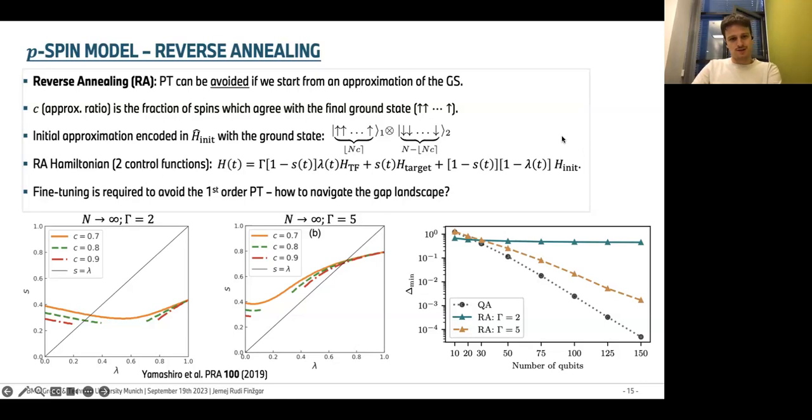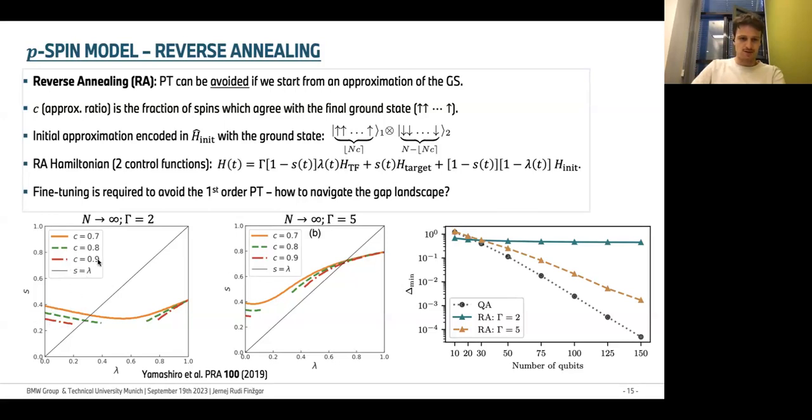And what has been shown is that if you fine-tune this parameter gamma, which controls the strength of the transverse field, one can avoid the first order phase transition along this adiabatic path. However, this is nicely visualized here in the thermodynamic limit. So for n equals infinity, you see that with increasing quality of the initial approximation, the line of the first order phase transition gets smaller and smaller and smaller, right?